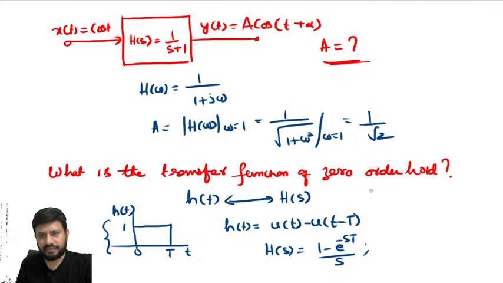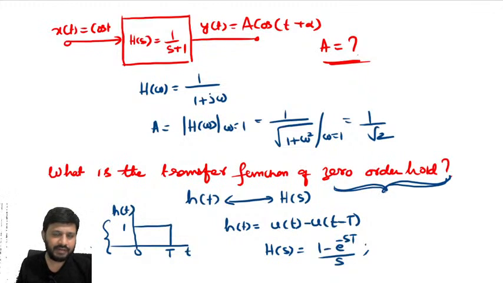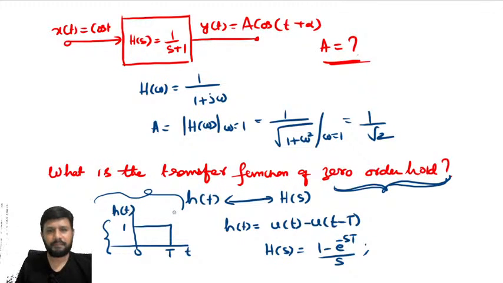Basically, the concept of zero order hold will come in the practical approaches of sampling, especially flat top sampling. Flat top sampling is there only for EC students. For electrical students, it is not there, so we haven't discussed that. Later we will discuss flat top sampling also. But for the time being, remember that this is the impulse response of zero order hold.